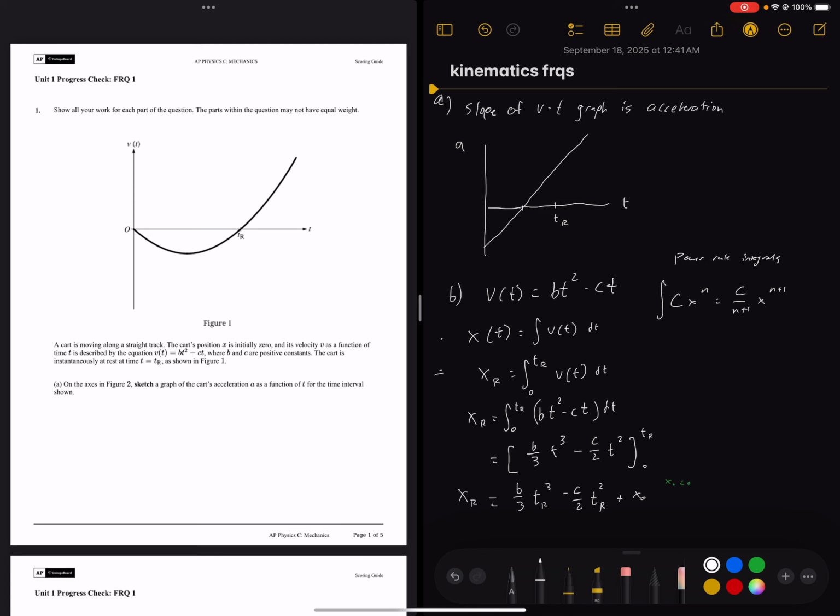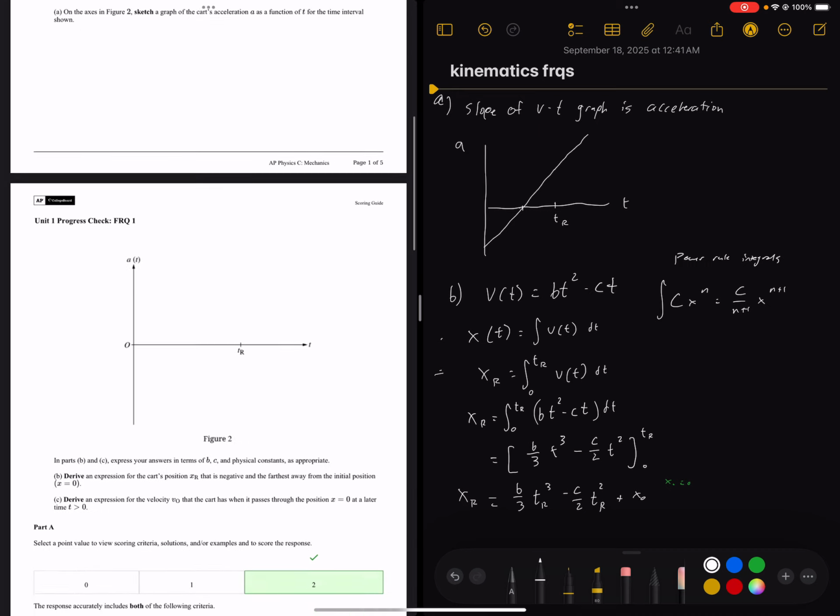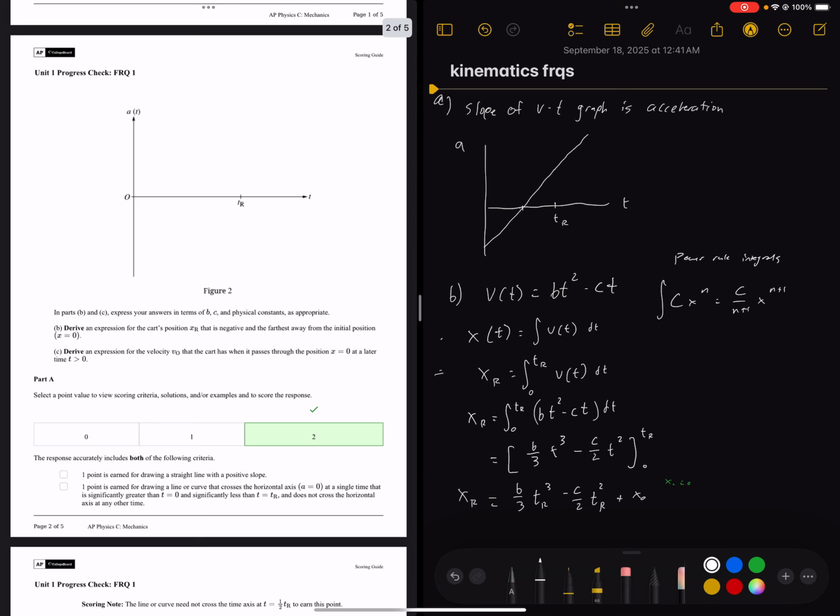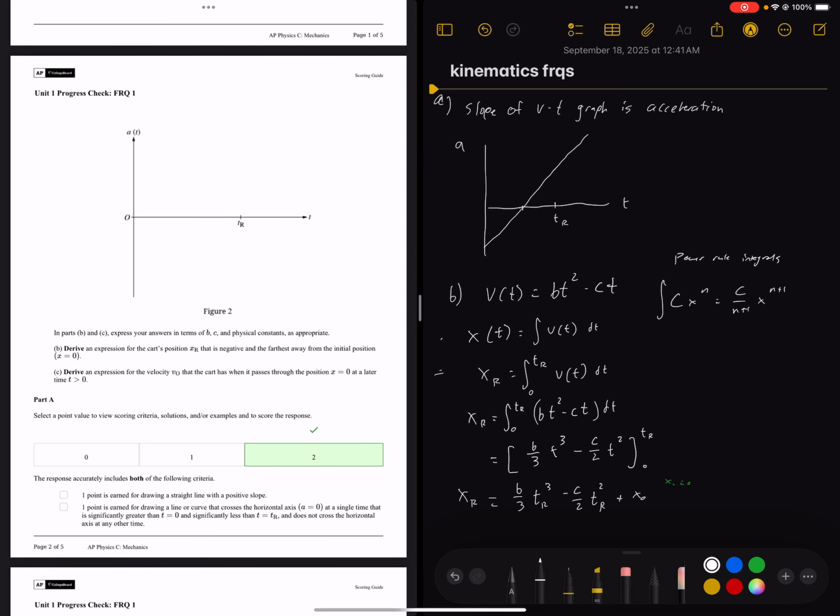We're trying to figure out what the position is at time tr. Now notice something else that comes up. It says for parts B and C, express your answer in terms of b, c, and physical constants as appropriate. So what we're going to do is integrate the function, then evaluate it to express it in terms of just b, c, and physical constants.